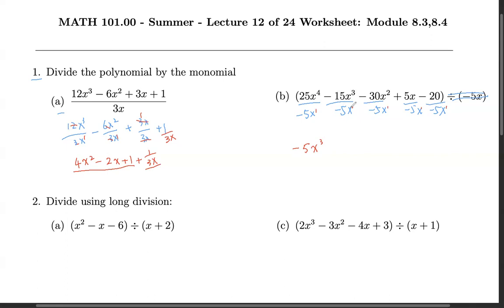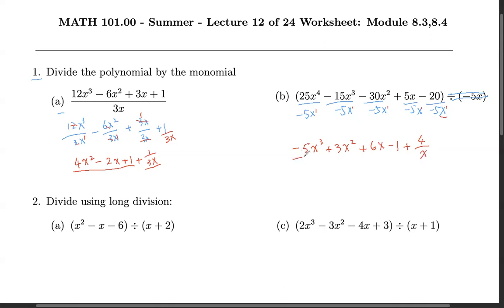Negative 15x cubed divided by negative 5x, negative divided by negative becomes positive. 15 divided by 5, 3. X cubed divided by x raised to 3 minus 1, x squared. Negative, negative, positive. 30 divided by 5, 6. X squared divided by x, x. Positive 5x divided by negative 5x, negative 1. Negative 20 divided by negative 5x, negative, negative, positive. 20 divided by 5, 4. But then we still have this x in the denominator.